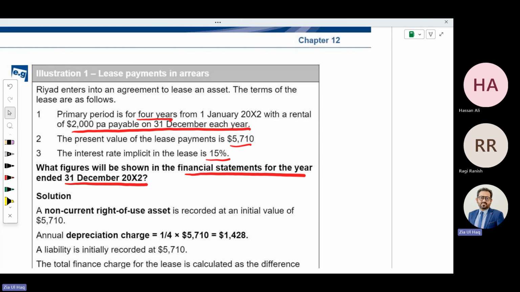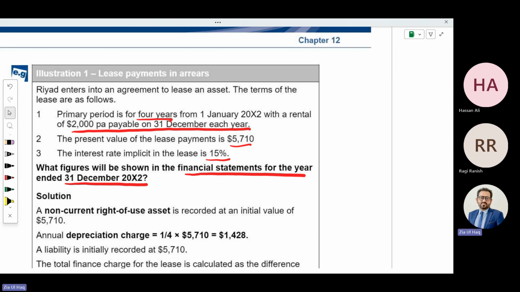Opening balance is what? 5710. We need to calculate interest at 15% of this value, 5710. Minus payment, which is what? 2000. So we can calculate the closing balance of lease liability for year one. But we need to bifurcate into non-current and current, and for that we need to calculate the closing balance of lease liability for year two.